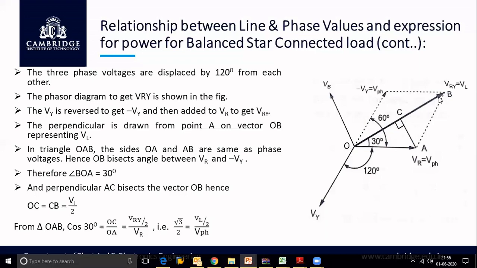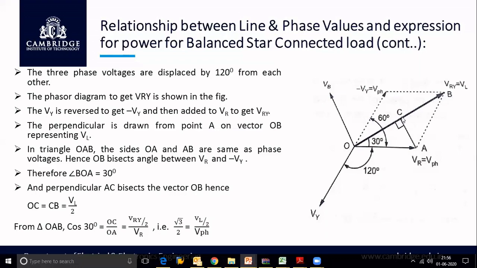Now if you observe here, OCA will form a small right angled triangle. In this right angle triangle, we need to find the magnitude of OC. If we find the magnitude of OC and double it, then we can get the total magnitude of the OB vector, which is nothing but the line voltage.